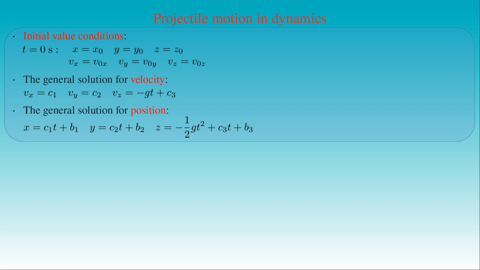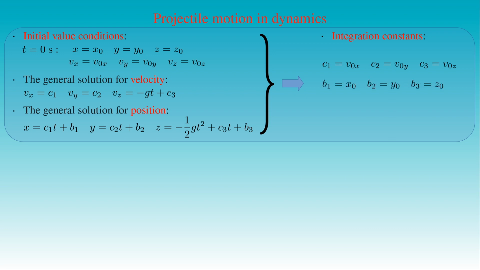If we substitute the initial values specified in the condition into the general solution for the time t equal to 0 second, we can express the integration constants in terms of the initial data. Then we see that the constants c1, c2 and c3 are equal to v0x, v0y and v0z, respectively. That is, these integration constants are the components of the initial velocity v0 of the point-like body. Similarly, the constants b1, b2 and b3 are equal to x0, y0 and z0, respectively. That is, these integration constants are the coordinates of the initial position of the point mass.